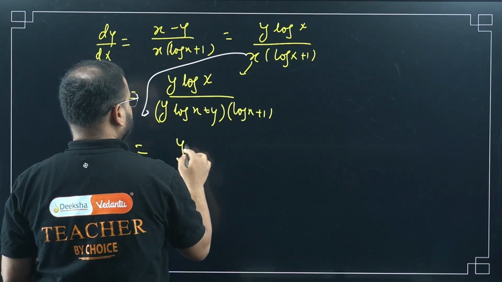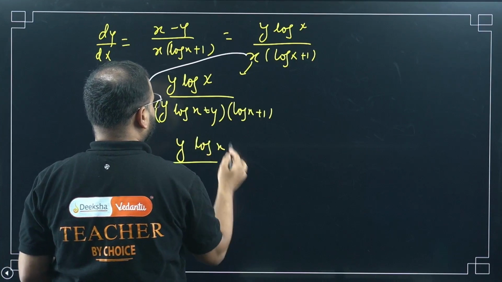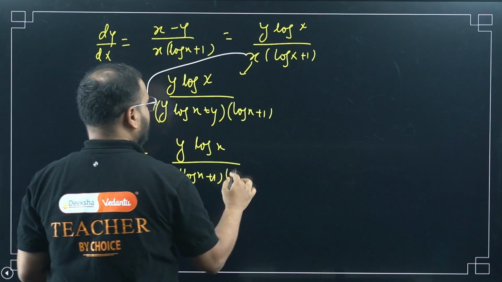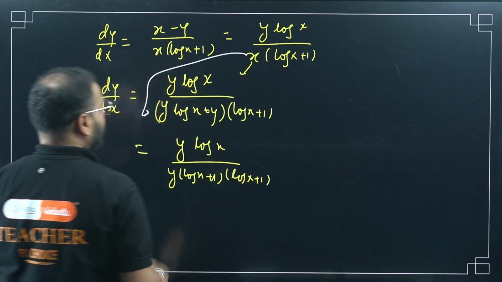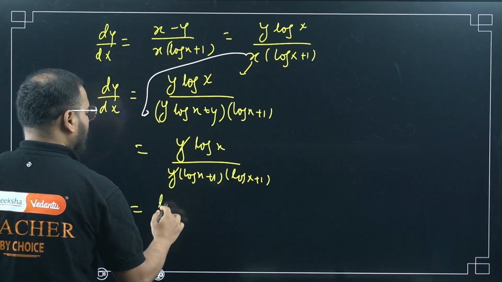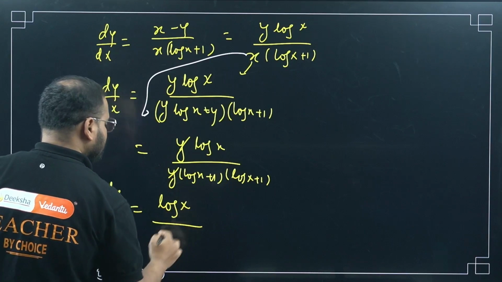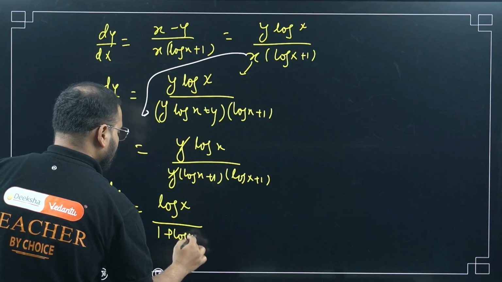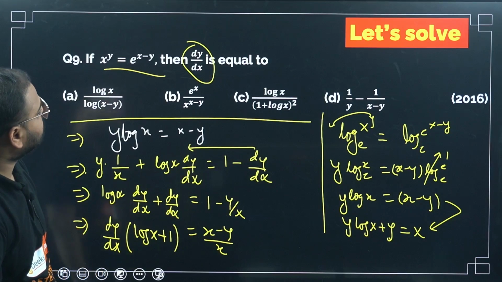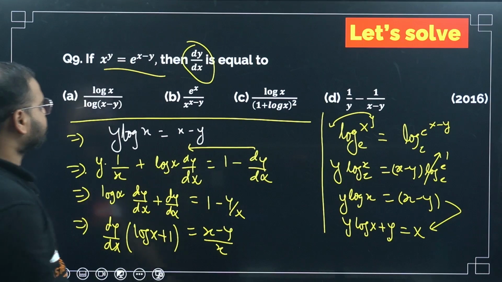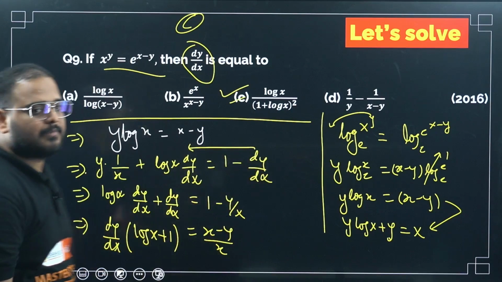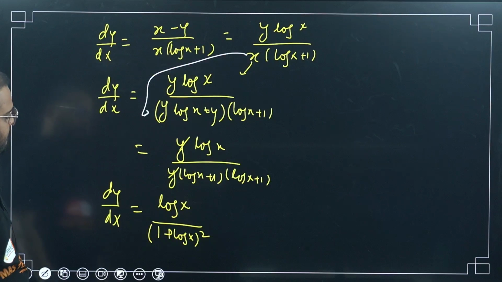Write it here: y log x upon, take y common here. Y will be log x plus 1, and log x plus 1. I can cancel this y and y. What is my dy by dx now? Log x upon log x plus 1 the whole square. Any option like this? Option C. Log x upon 1 plus log x the whole square. Please check.